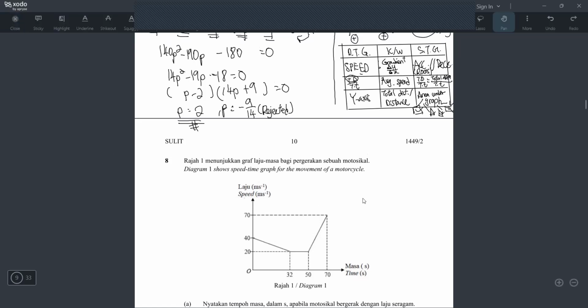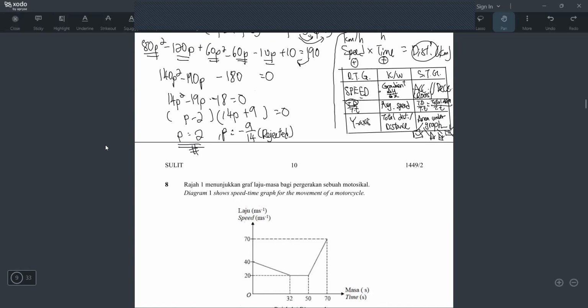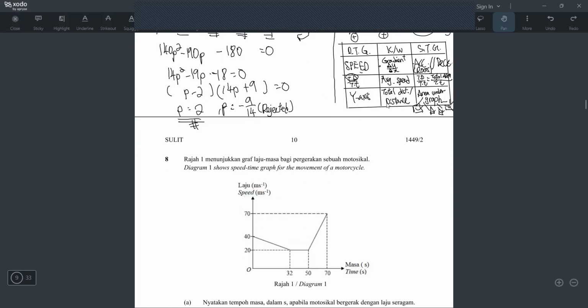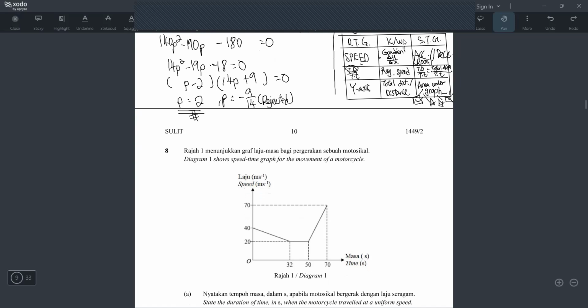If you know you are weak at this chapter, I hope you didn't skip any second of me explaining just now. Okay, means you listen to the whole thing, right? But if you think you are strong at this chapter, you don't want to listen to this, can also. But if you know you're weak, this is very important. Okay, and it's very useful to hafal this table. Okay, so now we can do our question.